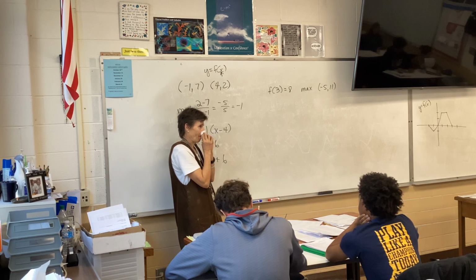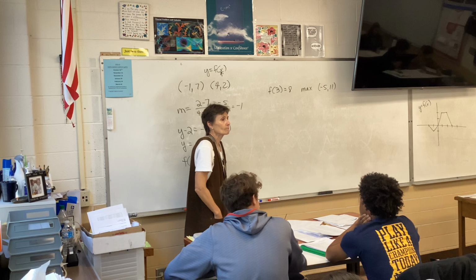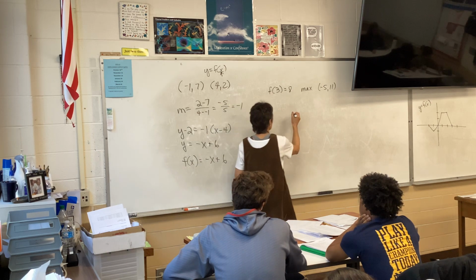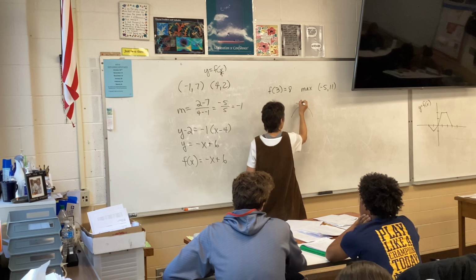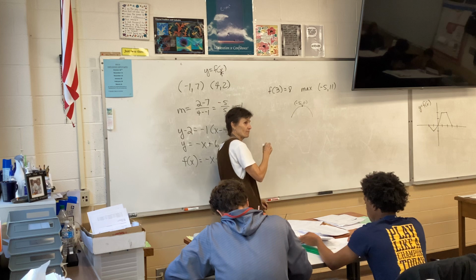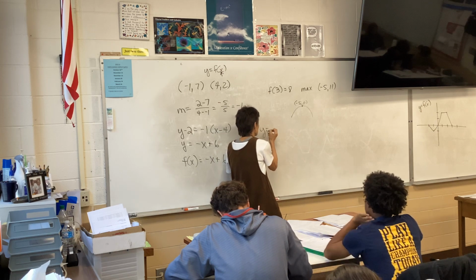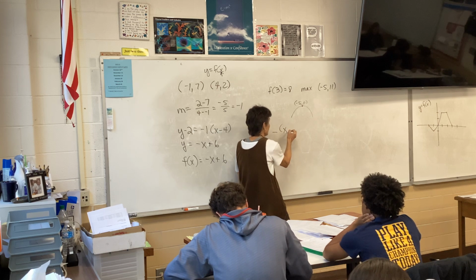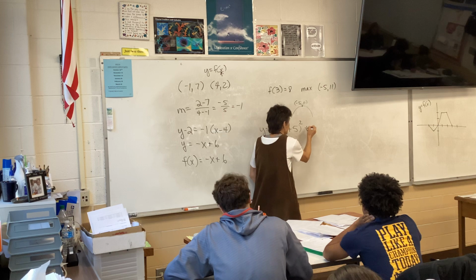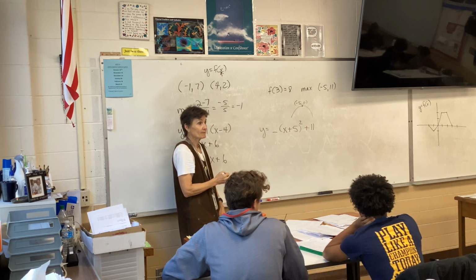What do I do? What do I know about this? Emma? Maximum points are vertex. Exactly. So whatever's happening, I know the vertex is (-5, 11). So what can I do with that information? You do vertex form. Yep. You have your x and y. So I don't know what that is, but I know it'd be (x plus 5) squared plus 11. Would everybody agree with that?